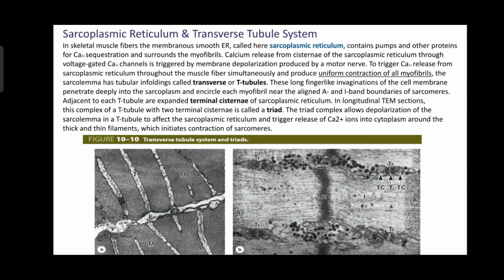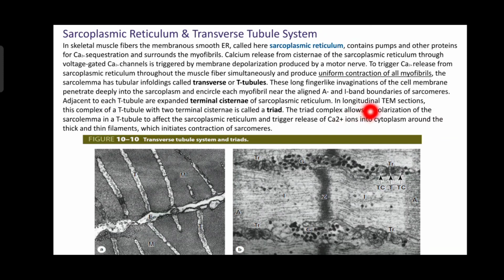Next, the sarcoplasmic reticulum and transverse tubule system. The sarcoplasmic reticulum is the endoplasmic reticulum of the muscle fibers. The transverse tubule is a long finger-like invagination of the cell membrane, the sarcolemma. These finger-like projections extend into the sarcoplasm and lie adjacent to the terminal cisternae of the smooth end of the sarcoplasmic reticulum, and they form the triad.